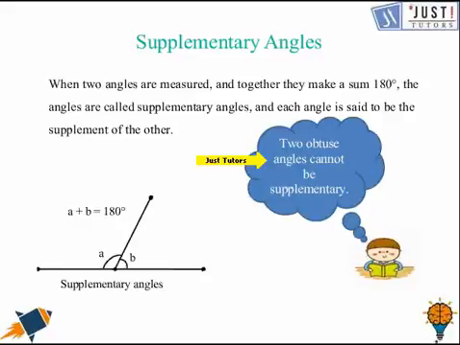Now here is a thought bubble for us. It says that two obtuse angles cannot be supplementary. Yes, that's true, because obtuse angles are more than 90. And if two angles more than 90 are added, it will definitely be more than 180 degrees. And the same applies for acute angles. If we add two acute angles, that won't be 180 degrees, that will be less than that.